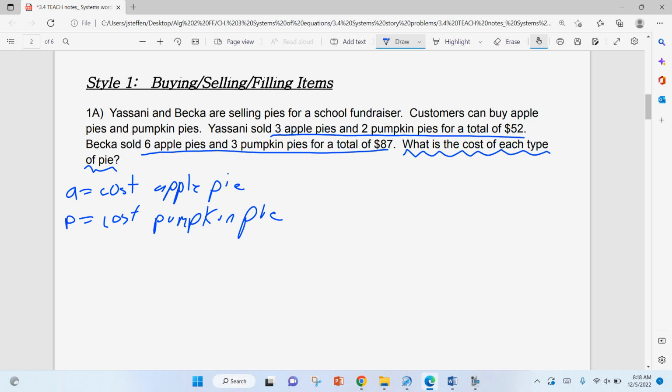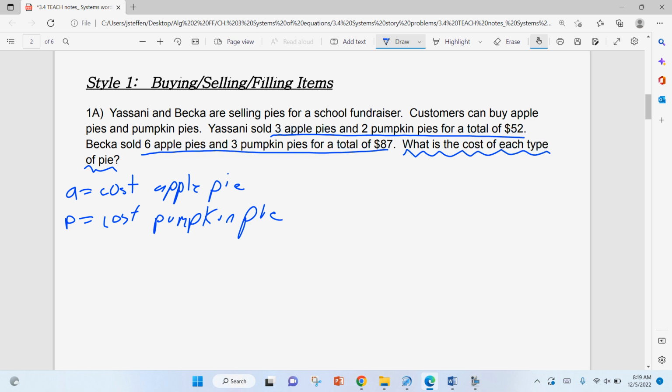Step 3 is set up your equation. Now, again, I know story problems are intimidating, so I'm not going to say that it's easy and that you should totally all get this. I mean, you're all fully capable of it, but I get that story problems are hard. But this one isn't too bad because they kind of give you the equations right here. We have 3 apple pies, 2 pumpkin pies, $52. 6 apple pies, 3 pumpkin pies, $87.